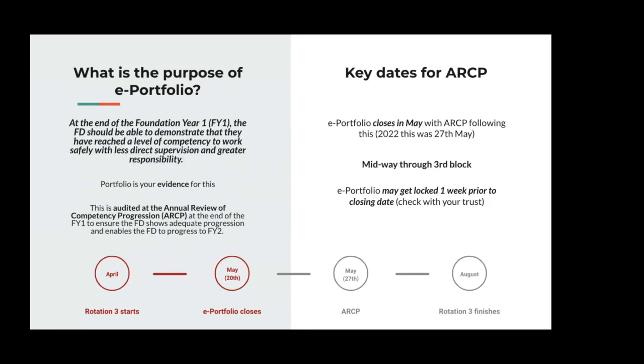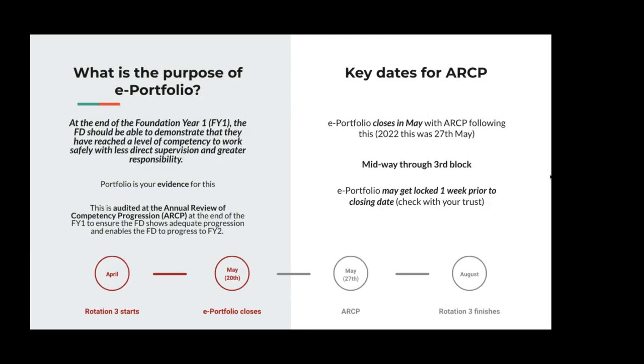And the same thing actually happens at the end of F2. Actually, the same thing happens until you hit consultancy. You'll have an ARCP every year. And actually, even at consultancy, you still have regular reviews. So it's something to get in the habit of now.